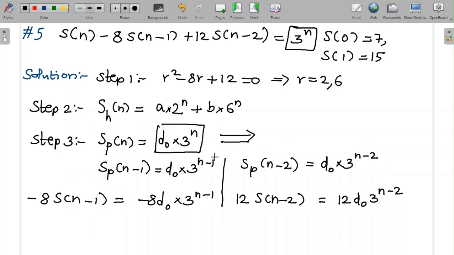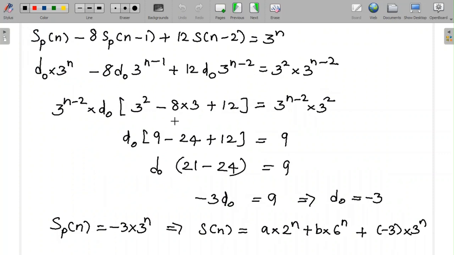So if S of n is d naught times 3 power n, S of n minus 1 will be d naught times 3 power n minus 1. And similarly, we have d naught times 3 power n minus 2. We can find out what happens when we multiply by 8 and 12. So that gives us Sp of n minus 8 times Sp of n minus 1 plus 12 times Sp of n minus 2 is equal to 3 power n.